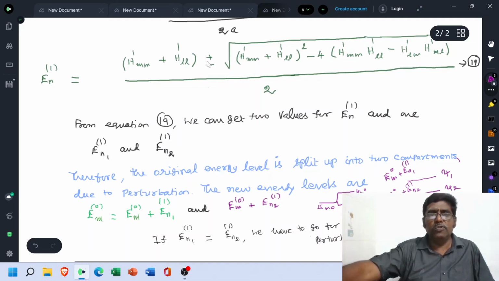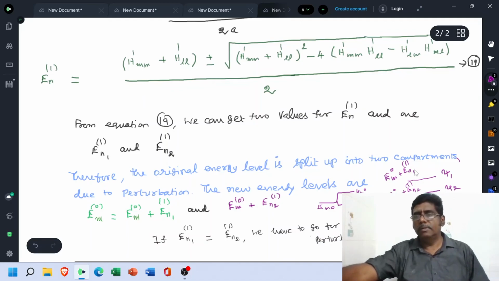Suppose the two roots have the same value, En1 of 1 equal to En2 of 1. Then we have to go for higher order perturbation, which means that we have to go for the comparison of lambda squared terms. Thank you.